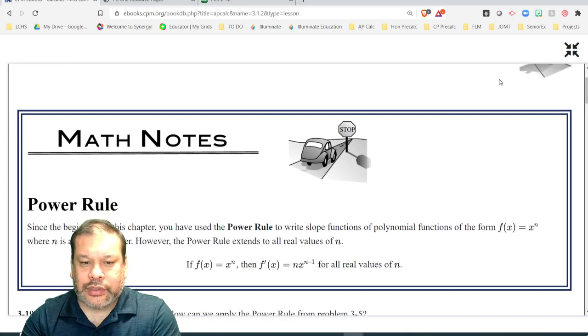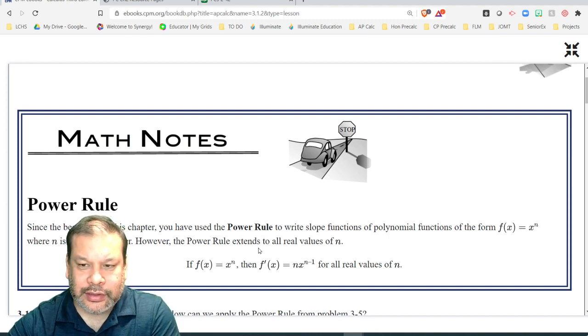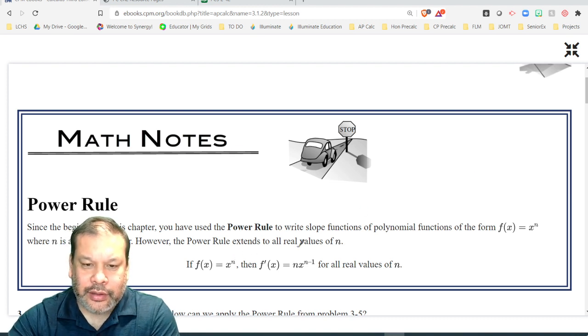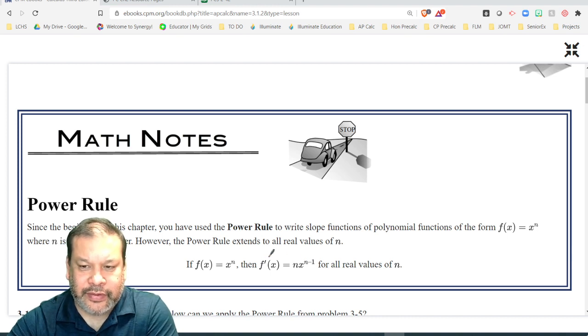The power rule just says that when you have a function x to the n, you just take n, multiply it times the coefficient, and then subtract 1 from the exponent, and that becomes the derivative f prime of x.